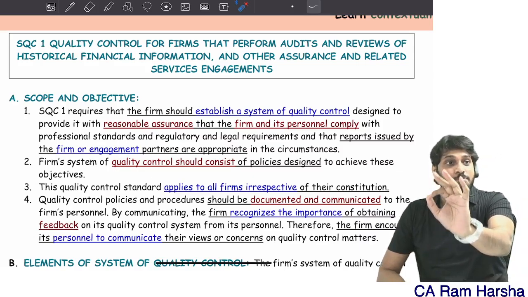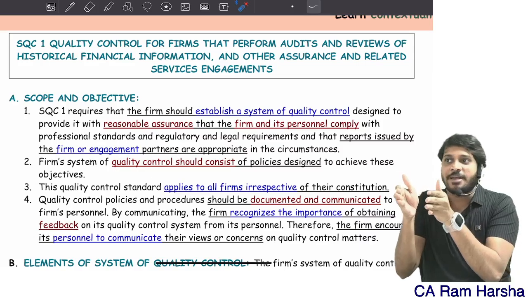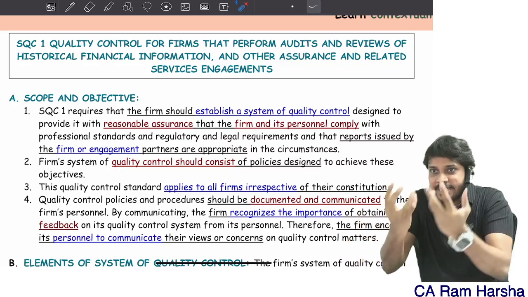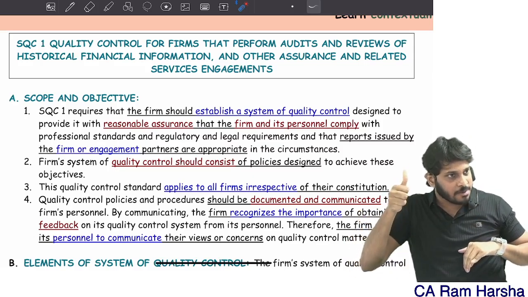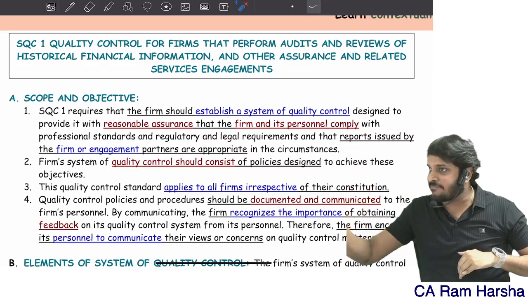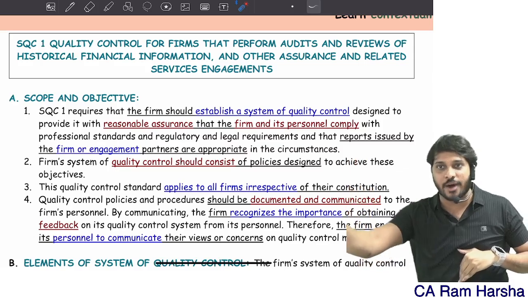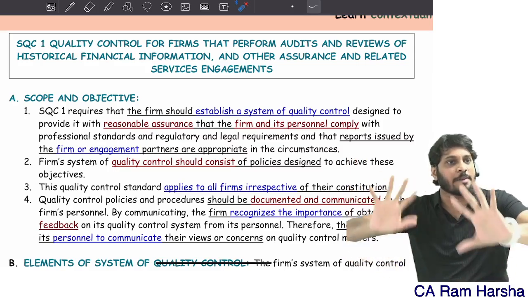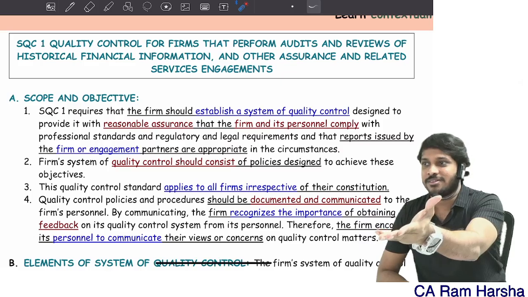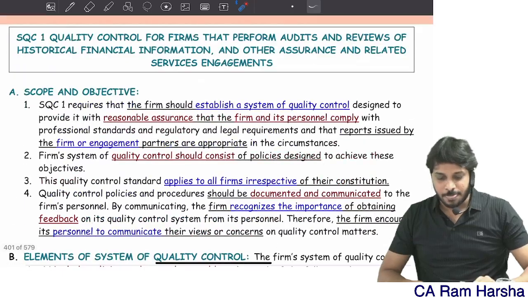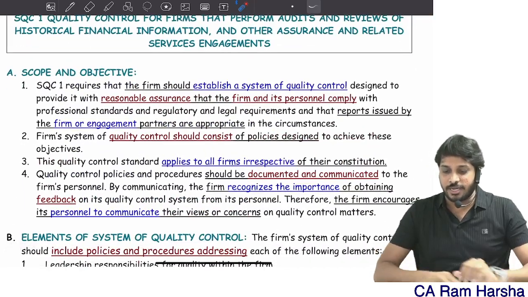SQC talks about the firm implementing quality control policies and procedures to give reasonable assurance that the firm and its personnel comply with professional, ethical, and technical standards and legal and regulatory requirements, and that the reports issued by the firm are appropriate. That's the objective. You see the objective? The objective of the standard is what? The firm shall establish quality control policies.